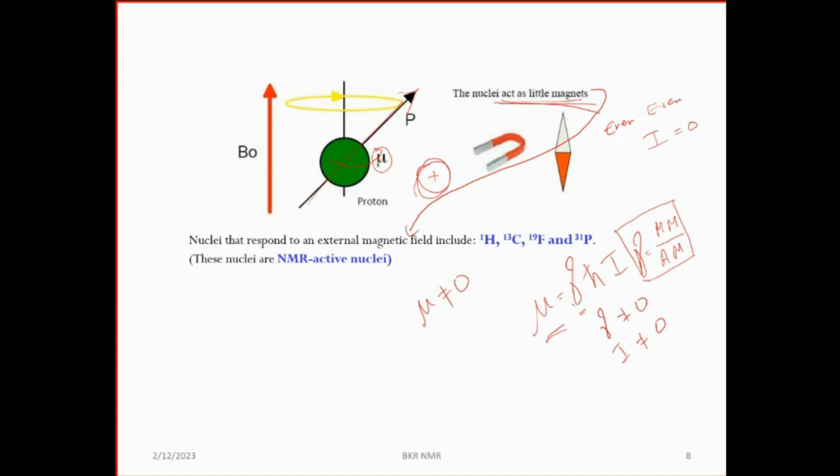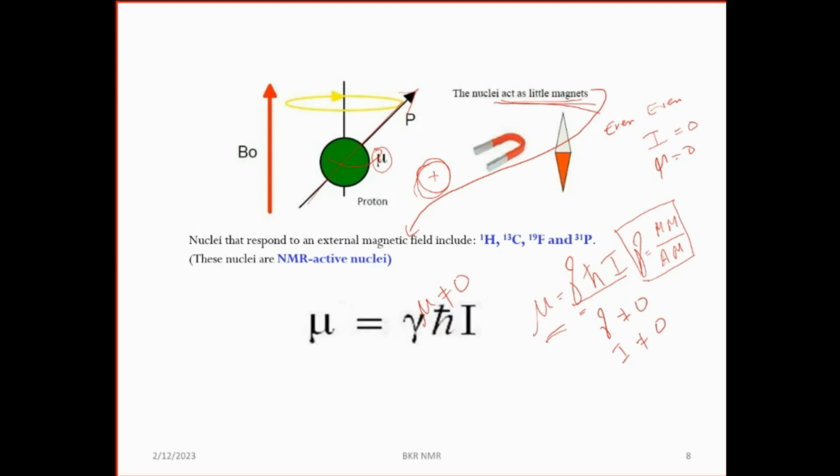Mu is equal to gamma h bar I. So if I is 0, mu will also be equal to 0. Therefore it becomes an NMR inactive nucleus, because when mu is equal to 0 it has no magnetic moment. It will not behave like a tiny magnet, and it will not respond to an external magnetic field. That's all. So for an NMR active nucleus, I should be non-zero. That is the condition.